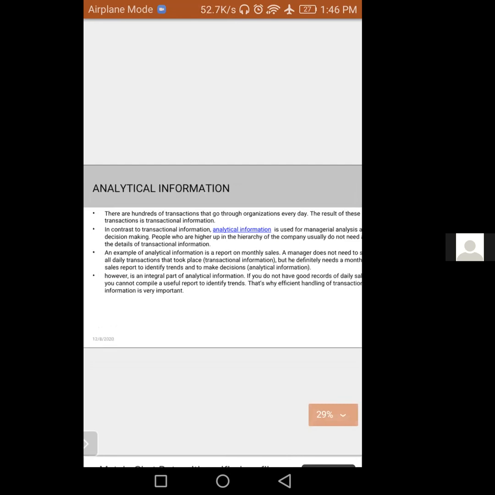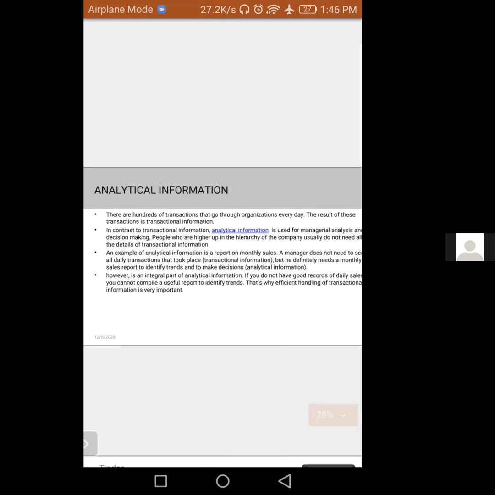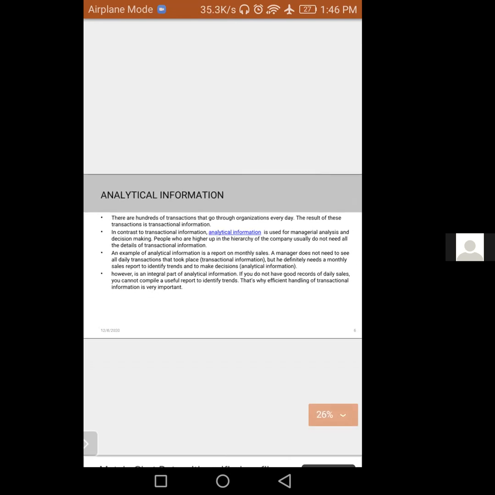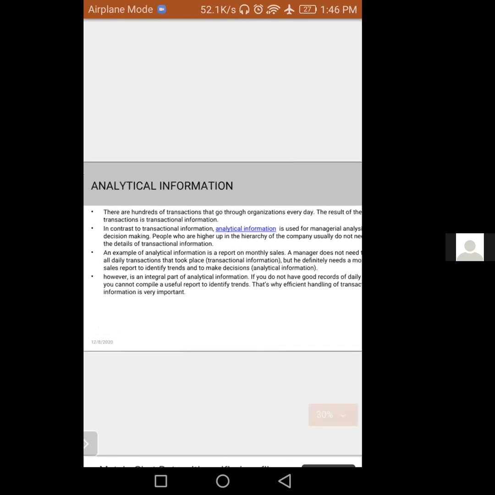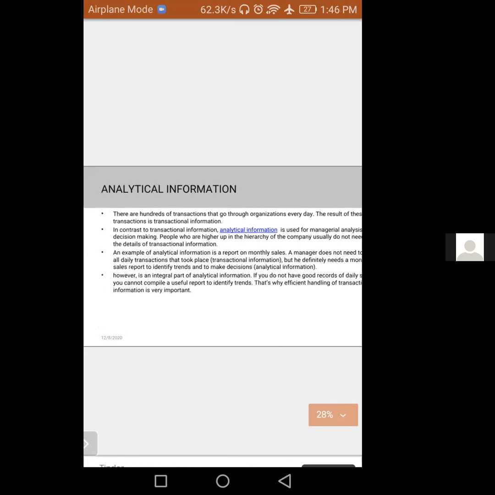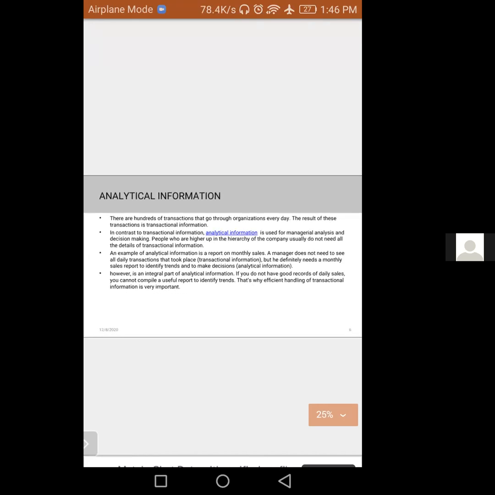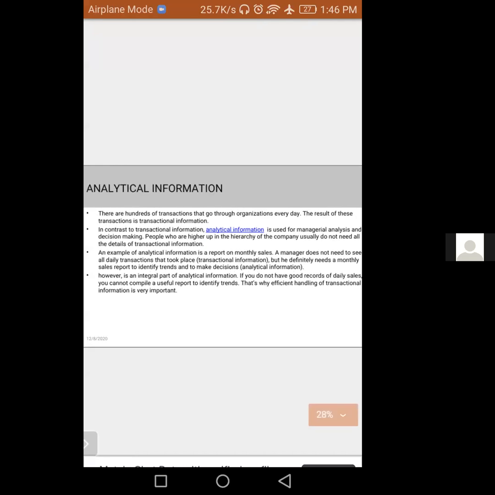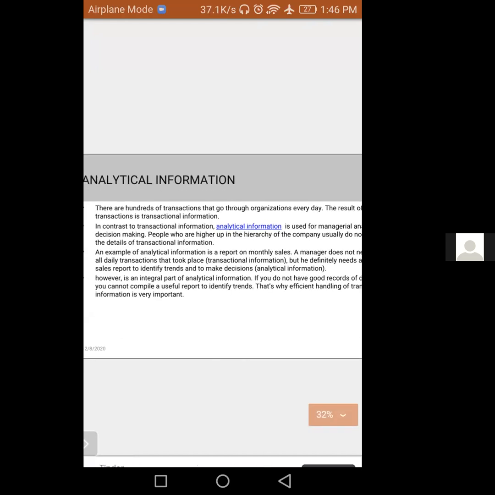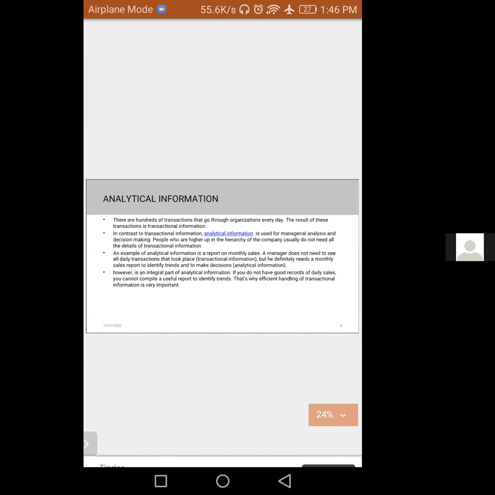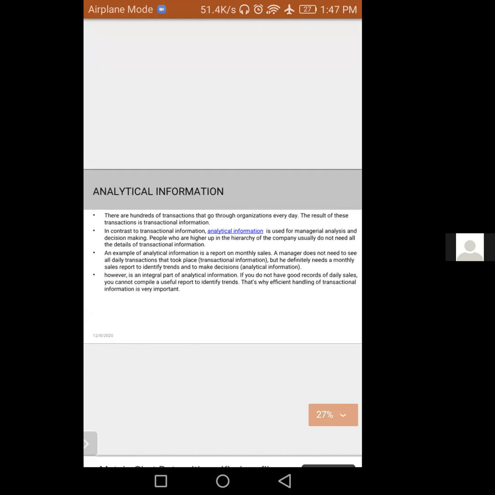In analytical information, there are hundreds of transactions that go through the organization every day. The result of these transactions is transactional information. An example of analytical information is a report on monthly sales. A manager does not need to see all daily transactions that took place, the transaction information, but he definitely needs a monthly sales report to identify trends and to make decisions. However, transactional information is an integral part of analytical information. If you do not have good records of daily sales, you cannot compile a useful report to identify trends.